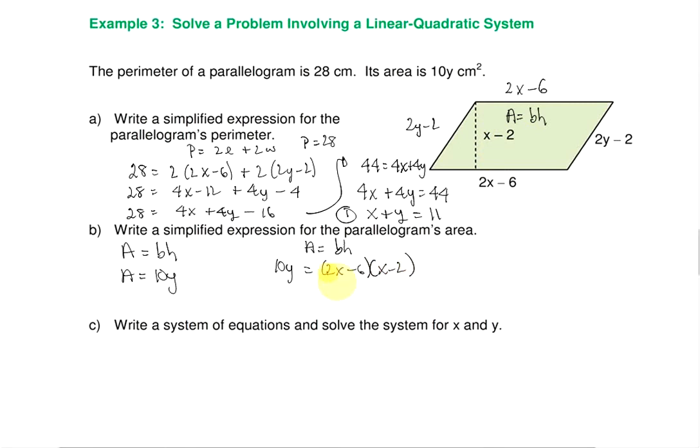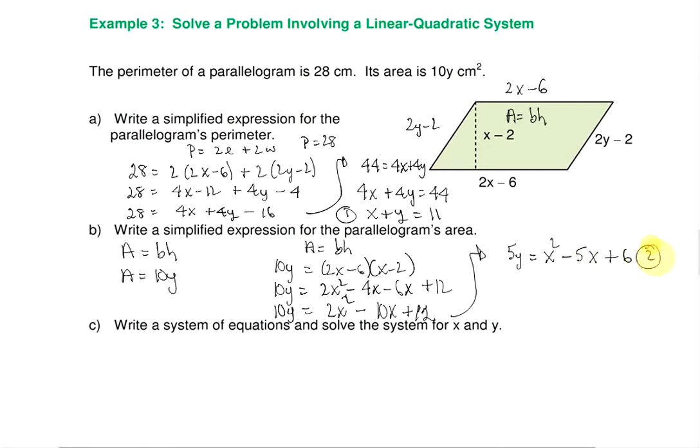Then I can FOIL, and I get 2x squared minus 4x minus 6x plus 12, so I get 10y is equal to 2x squared minus 10x plus 12. And notice that all of your terms are divisible by 2. So I can simplify this by writing 5y is equal to x squared minus 5x plus 6, and I will call this equation 2.